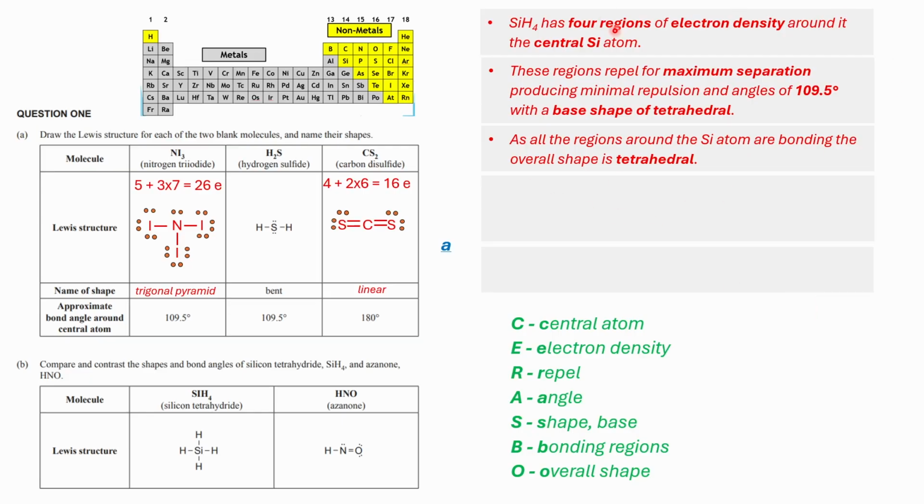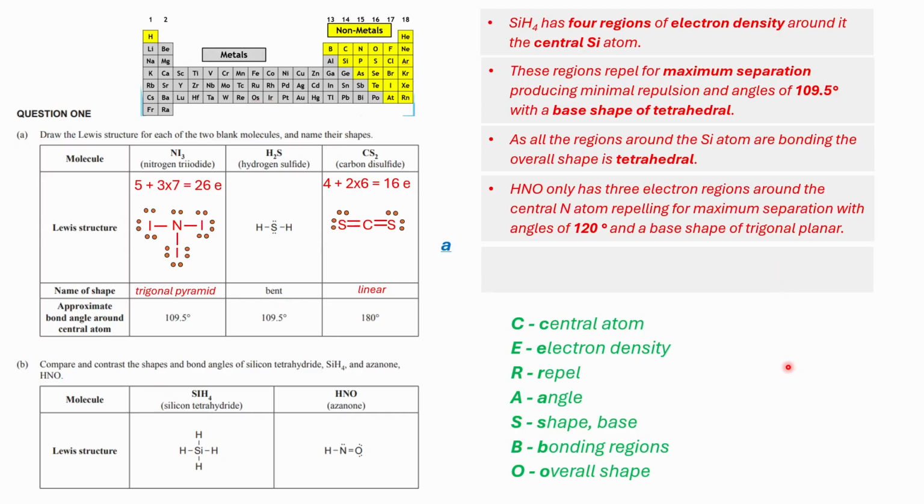Here I have included all points for my SARASBO paragraph, but remember I had to talk about both of them. So let's talk about the next one. Okay, so the next one, there are 3 electron density regions around the central nitrogen atom, repelling for maximum separation, angles of 120 degrees this time, and its base shape is trigonal planar, and only 2 of these regions are involved in bonding. The overall shape is bent.